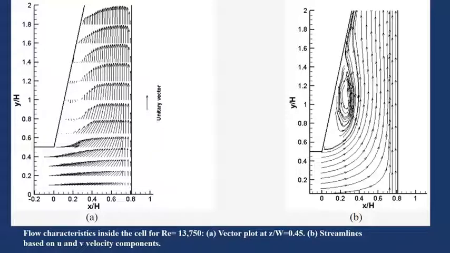Here we can see the velocity field at the vertical plane, vertical cut. On our right, we can see some features of the bubble, the recirculation of the flow, which is critical for us to study and to characterize this recirculation.